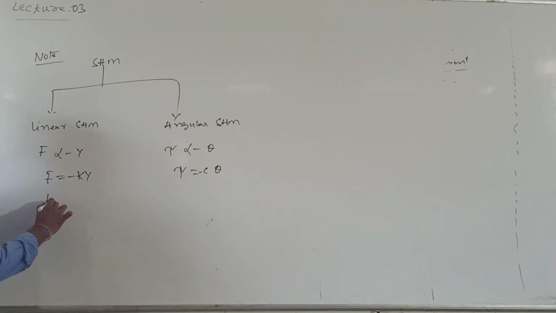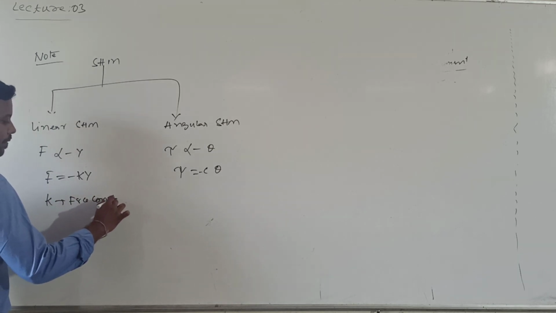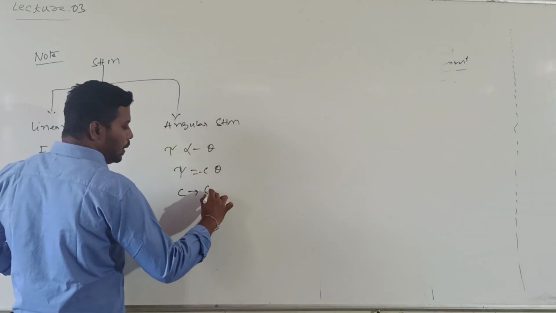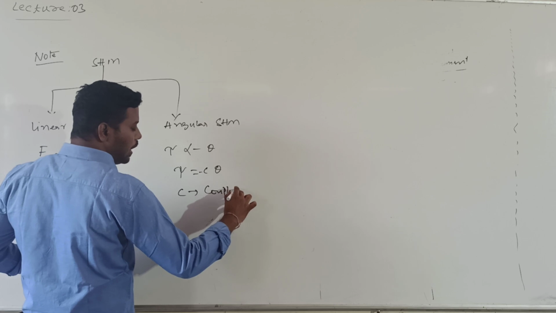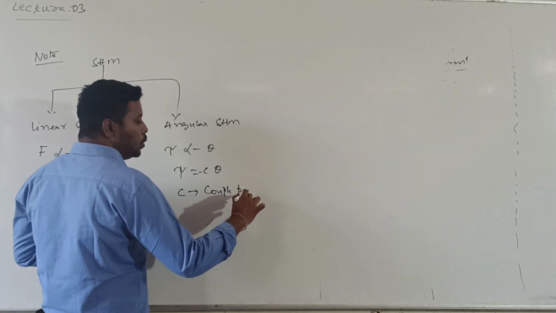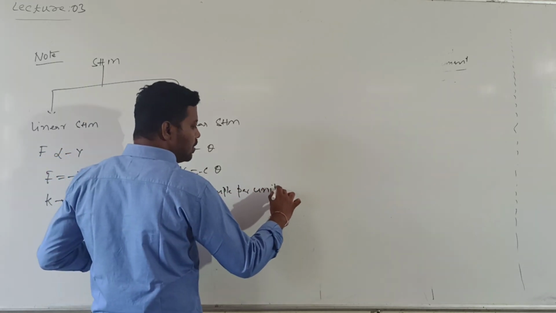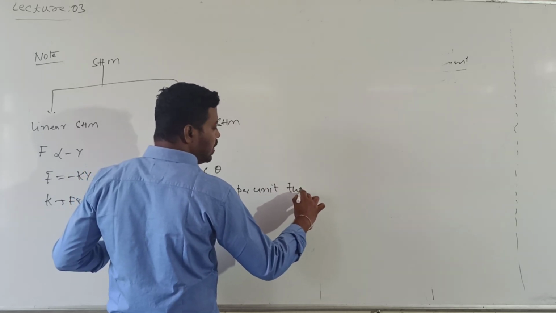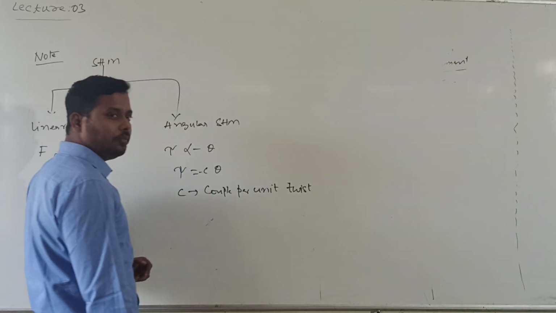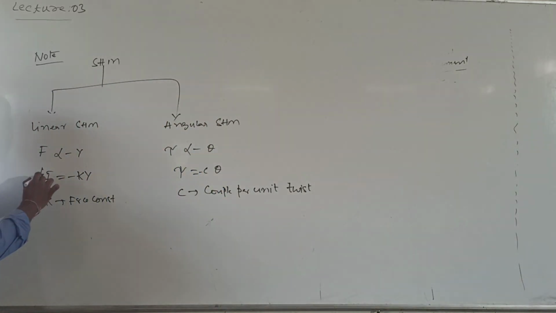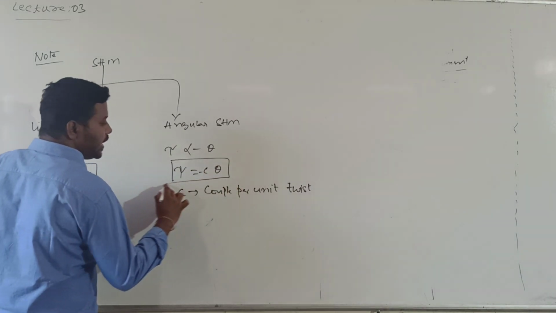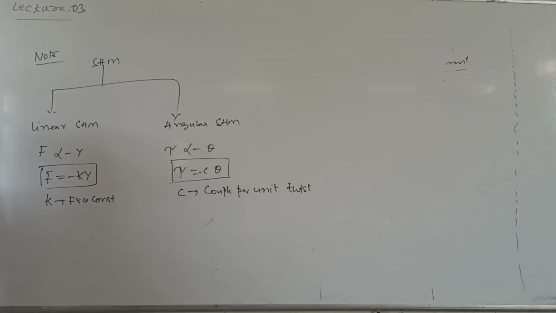So what is the name of k? k is called the force constant. The name of c is couple per unit twist. It is also a constant. So the name is couple per unit twist. Okay? So F is equal to minus ky for linear SHM, and tau is equal to minus c into theta for angular SHM.